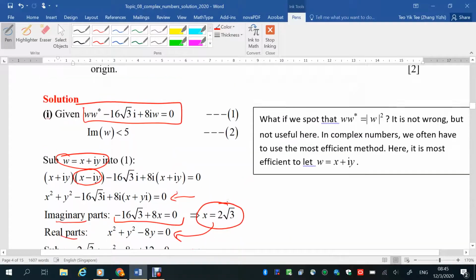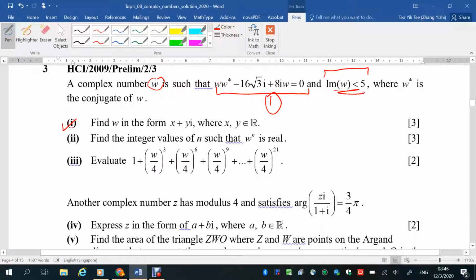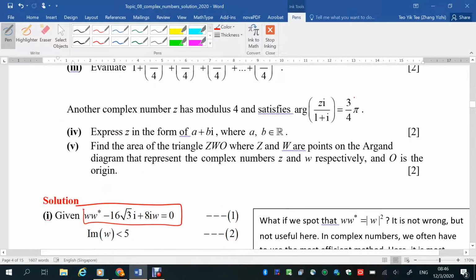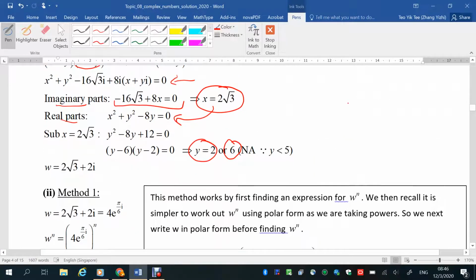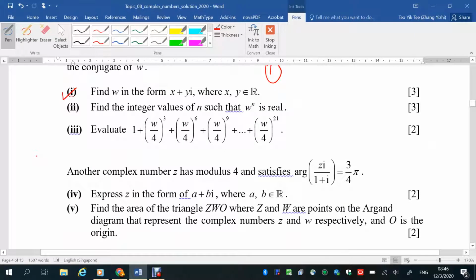Then that's when the inequality comes in. They tell you that the imaginary part of W must be smaller than 5, so you can only accept y to be 2. So you have found the Cartesian form of W. That's the first part done. This is absolutely critical, because if you get this part wrong, your part 2, 3, 4, 5, everything that follows will be implicated.